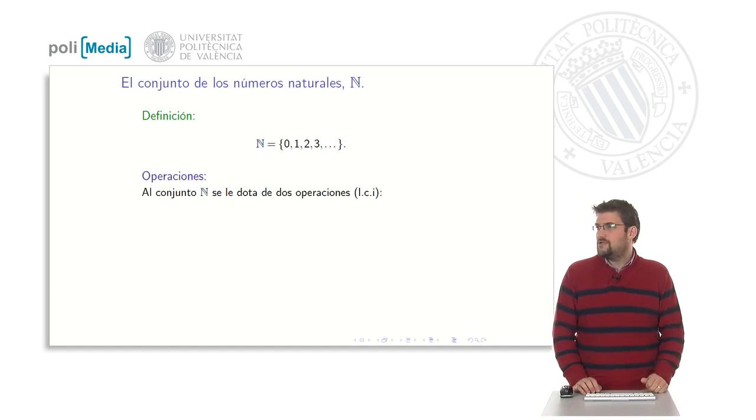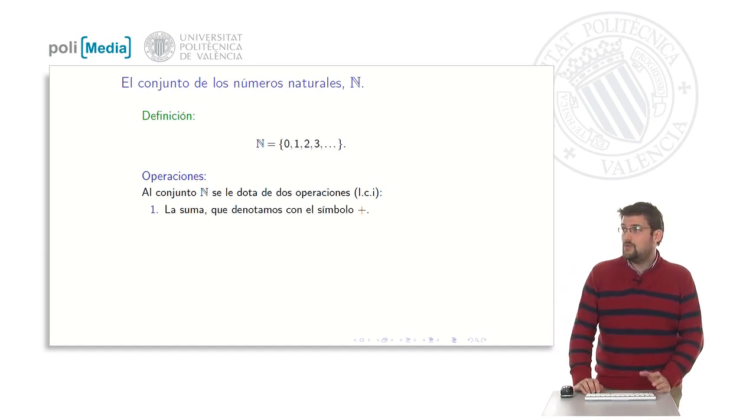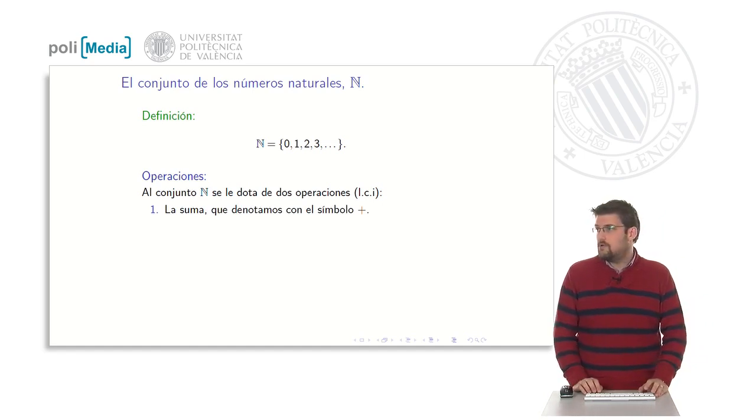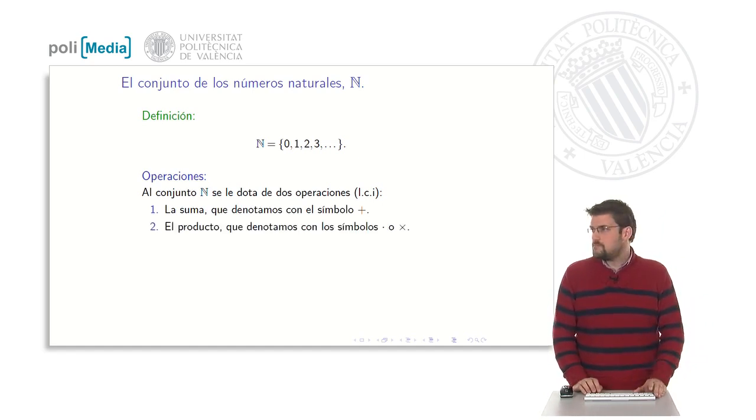The operations introduced in the set of natural numbers are well known. There are 2, addition and multiplication. These operations are considered internal composition laws, which means that when we perform these operations on 2 natural numbers, the result is again a natural number. The first operation, as I mentioned earlier, is addition, denoted by the plus symbol. The second operation is multiplication, which can be denoted by either a dot in the middle or a cross. The numbers being operated upon are placed on both sides of the symbol, and in the case of addition, on both sides of the plus sign.